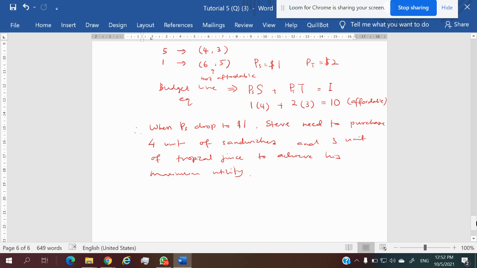So I hope that everyone can understand how to find the maximum utility. All right, so we have only two formulas: the formula for optimality, and the second one is the formula for the budget line. So I hope everyone is clear with my explanation.